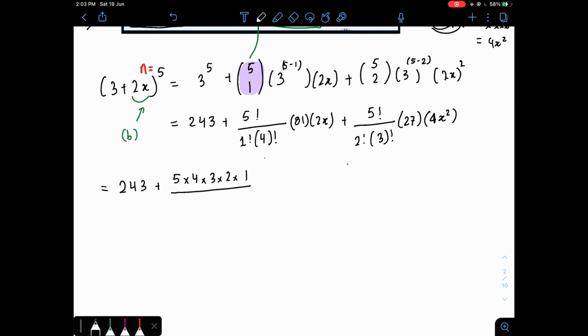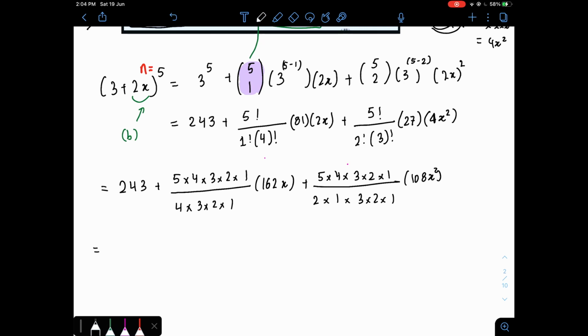Okay, 1 factorial is just 1, obviously, because 1 goes to 0, so now we're left with 4 factorial, so that will be 4 times 3 times 2 times 1, times by our 81 times 2, so that will be our 162x, plus, let's do this again, so 5 times 4 times 3 times 2 times 1, all over 2 factorial, so 2 times 1 times 3 times 2 times 1, and 27 times 4 is 108, so that'll be 108x squared.